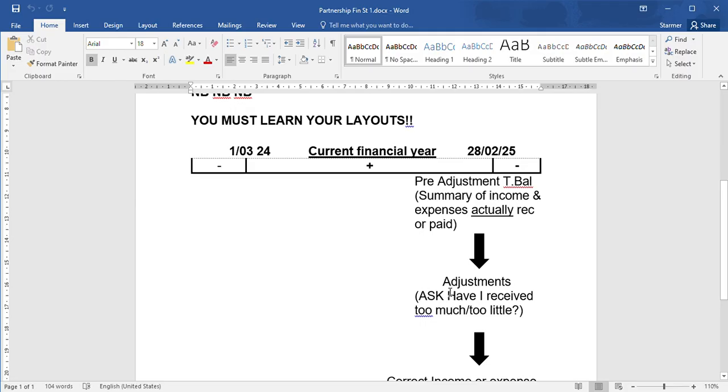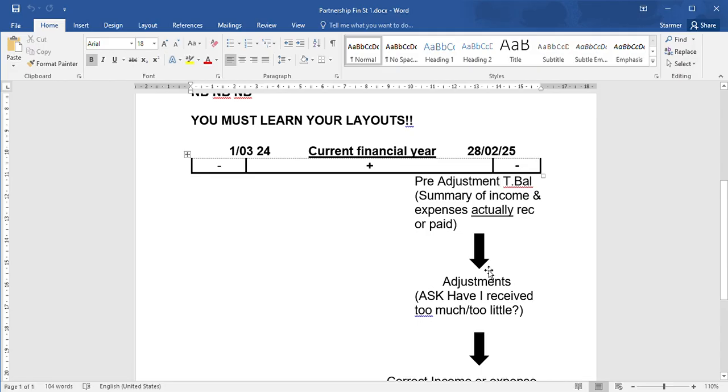Now when you're doing adjustments, you're going to ask yourself, have I received too much? If you've received or paid any extra, then you're going to subtract. If your answer is too little, if you haven't paid enough here, you're going to have to add in anything that is missing. You haven't received enough, you're going to add in anything that is missing.